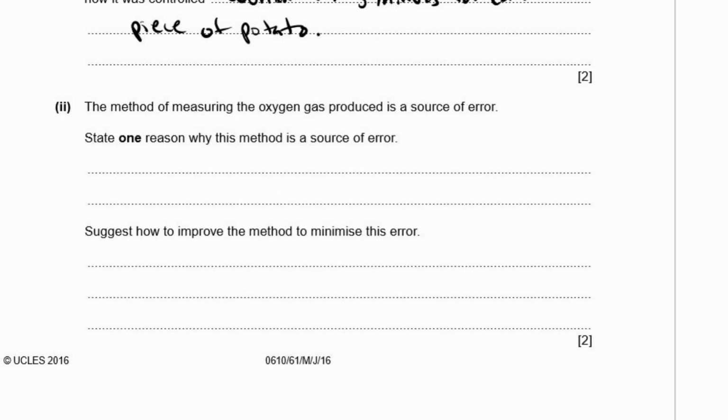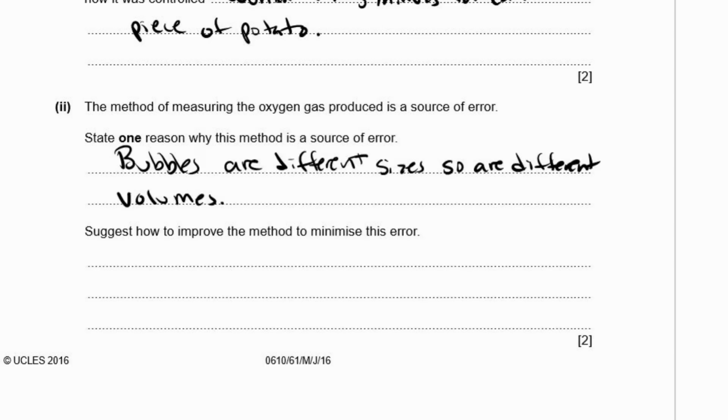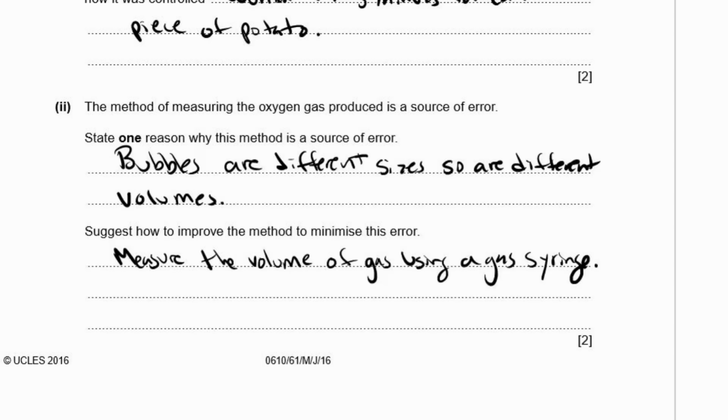2. The method of measuring the oxygen gas produced is a source of error. State one reason why this method is a source of error. So basically they just counted the number of bubbles. Now some bubbles can be little and some bubbles can be large. So small bubbles will have a different volume of oxygen to large bubbles. So bubbles are different sizes, so they are different volumes. How can you control this? Well, you can measure the volume of bubbles produced, the volume of oxygen produced, using a gas syringe. So you can measure the volume of gas using a gas syringe.